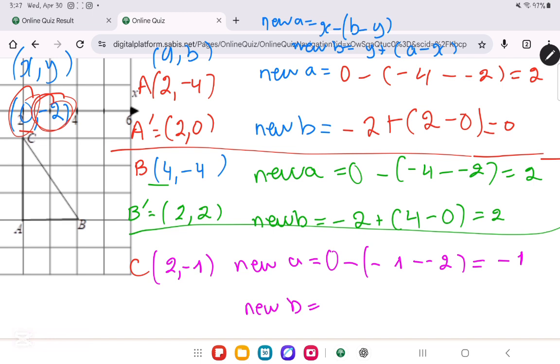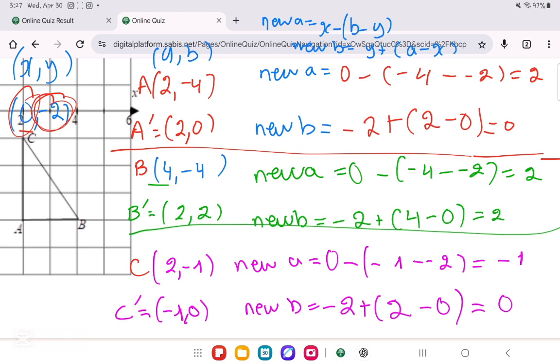In order to find our new b, it's going to be y, our y is minus 2, plus our a, which is 2, minus our x, which is 0. So minus 2 plus 2, you will solve it, it's going to be equal to 0. So now you have the new point, which is c prime. C prime is equal to minus 1, 0. So just like that, we found the values of a prime, b prime, and c prime. These equations are very important factors. Please do not forget them. They are very, very important.